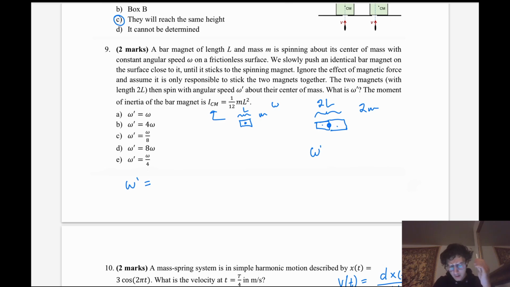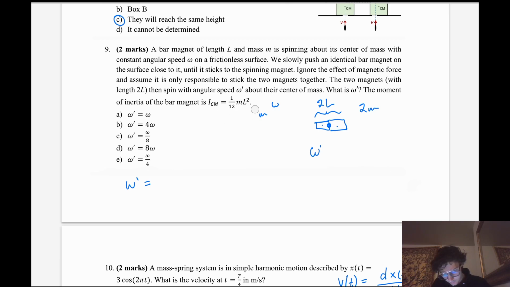Bar magnet of length L, mass M is spinning about its center of mass with a constant angular speed. We slowly push. You know what? What I'm going to do here is find the new moment of inertia. And if the torque is the same, because no force is applied, and the moment of inertia is the only thing that changes, then omega is the only thing that can change. And from that, I think we can solve the problem.